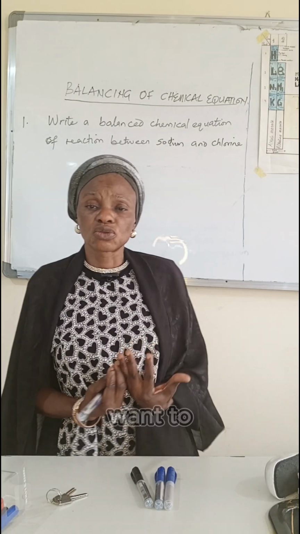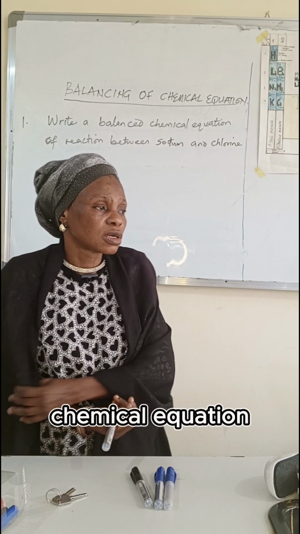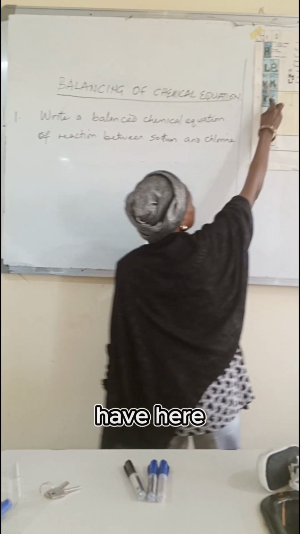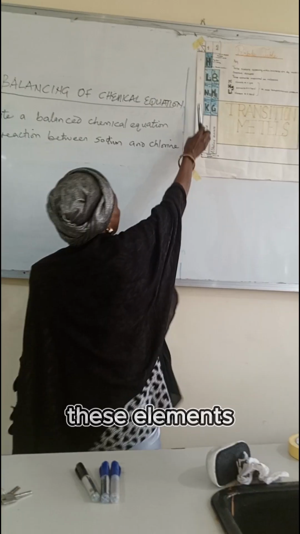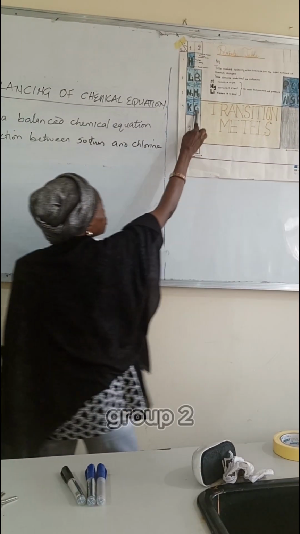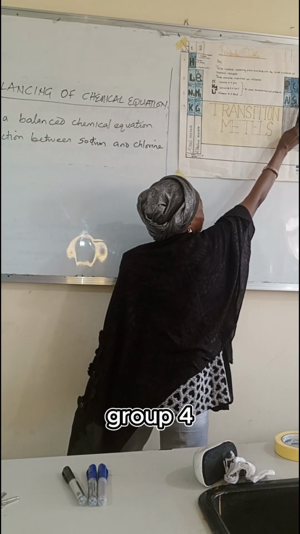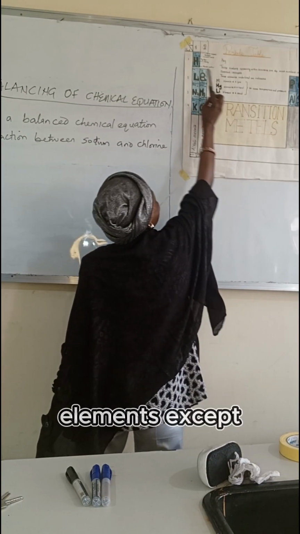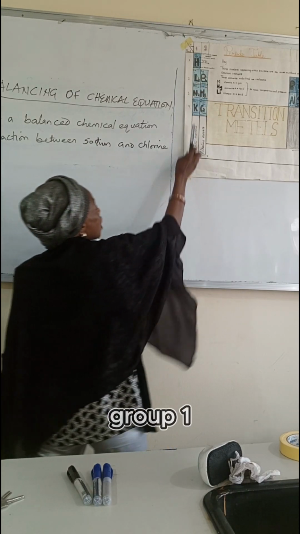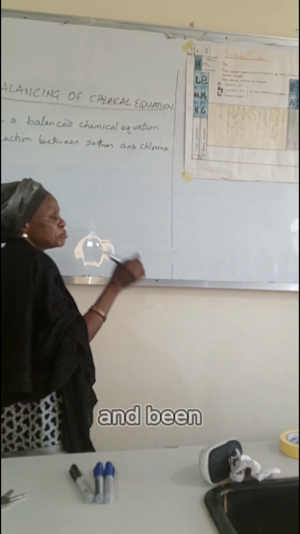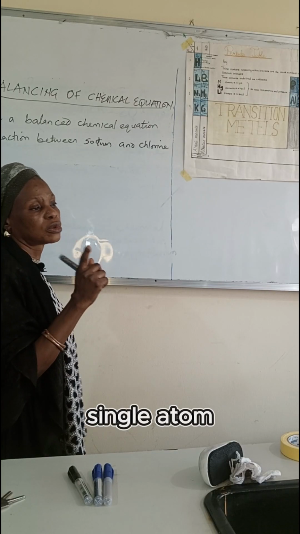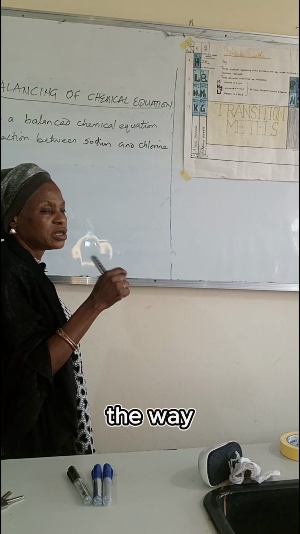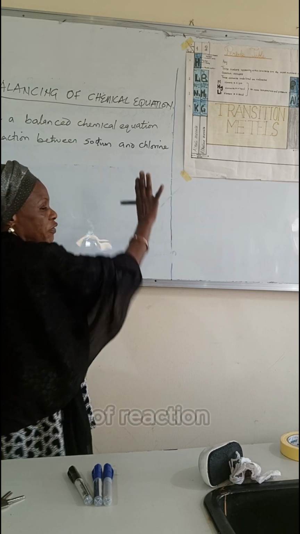So look at the way I want to do the balancing of chemical equations and listen attentively. You can see this periodic portion of elements that I have here. You see, these elements are group 1 elements. These are group 2 elements. Group 3, group 4, 5, 6, 7, 8. Group 1 to 3 elements except hydrogen are written as single atoms, the way they are in their symbols, the way they will participate in the equation of reaction.